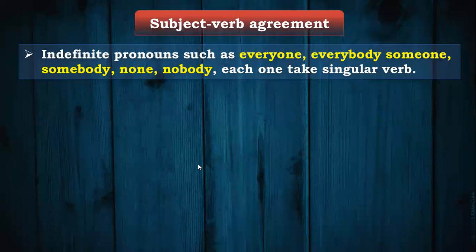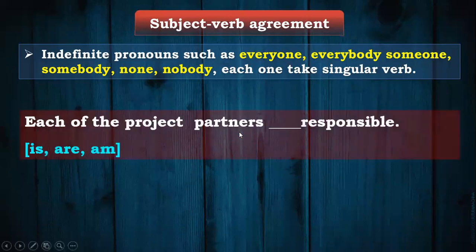Yes, these are singular nouns. Hence, we take up singular verb. So we focus on these verbs. Here we go. Each of the project partners dash responsible. We know each is a singular noun. So we focus on singular verb. So which is a singular verb? Is. Exactly. We don't focus on the partners. We focus on each of. And that's why we get is.